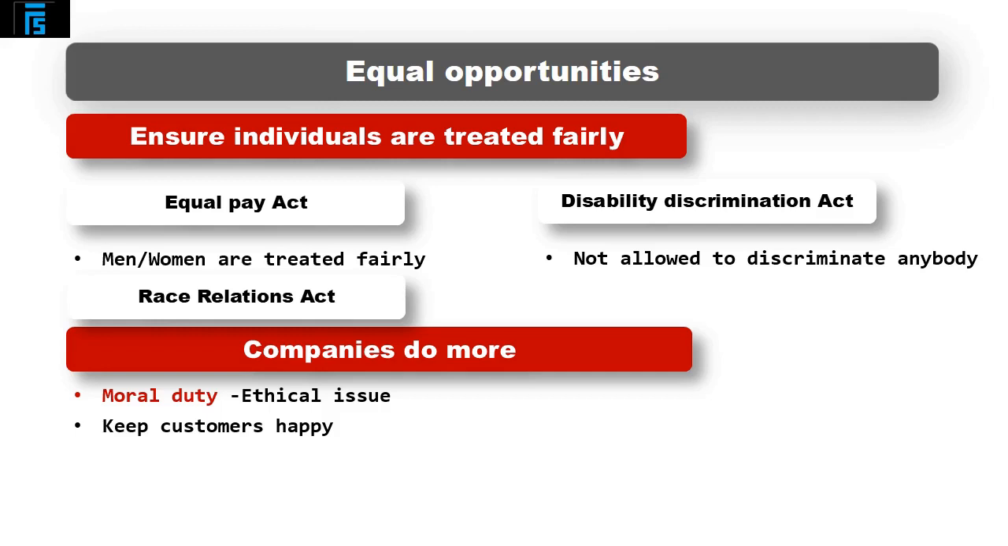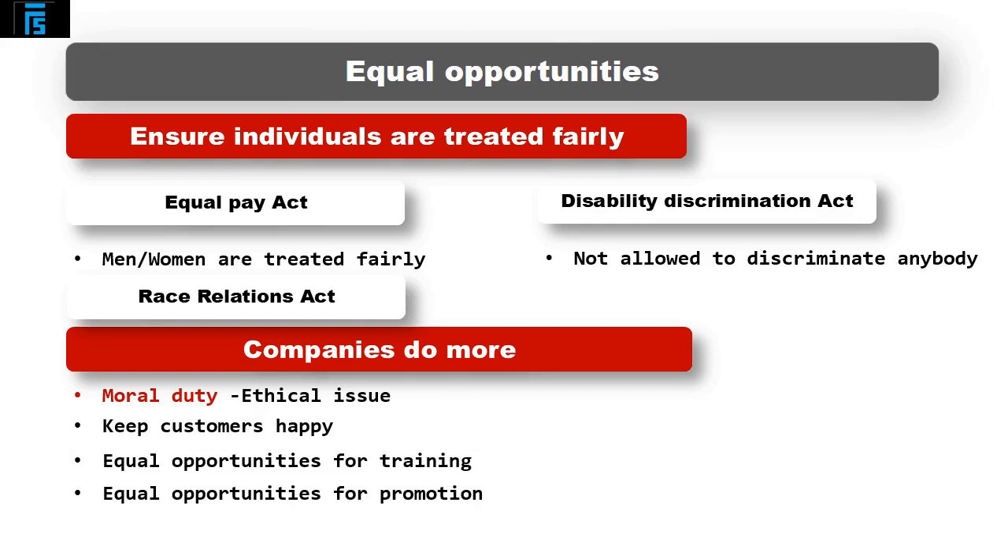Down at the bottom, as well as recruitment and selection, it includes things like training, it includes things like promotions. So if I was to say, for example, that all the men in my company can go on training courses but all the women can't, then I am breaking equal opportunities legislation. If I say that all the white people have a chance of being promoted and all the black people do not, again I am breaking this legislation. I'm actually breaking the law.